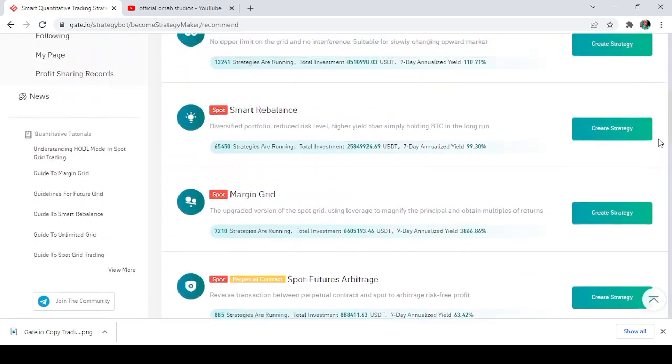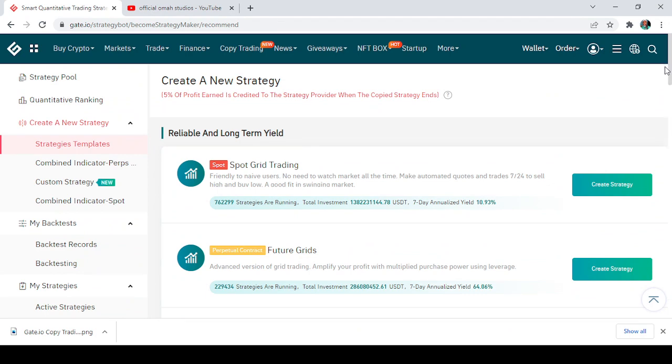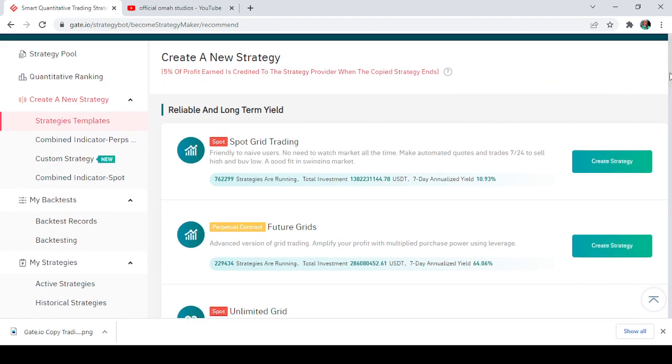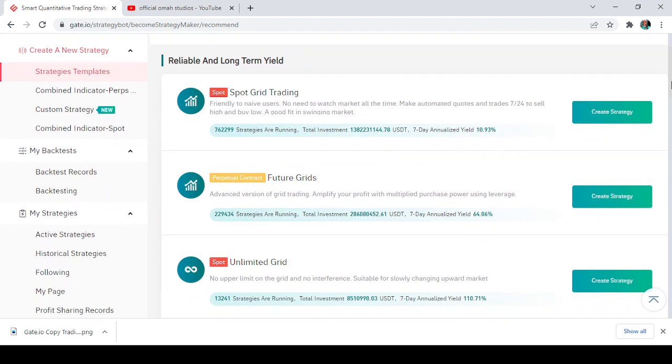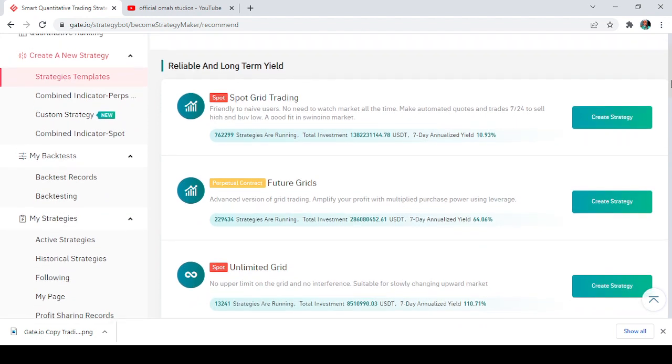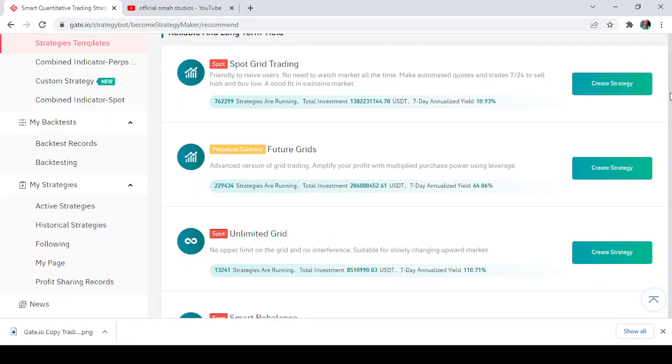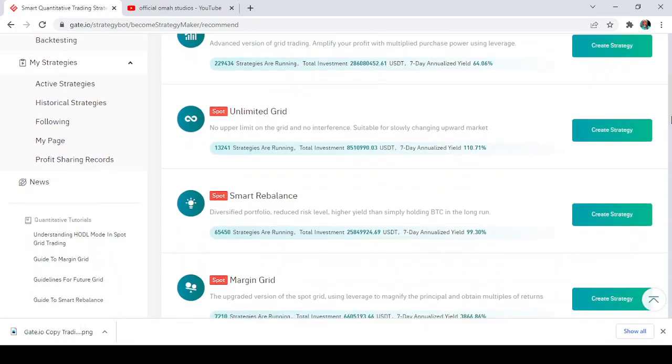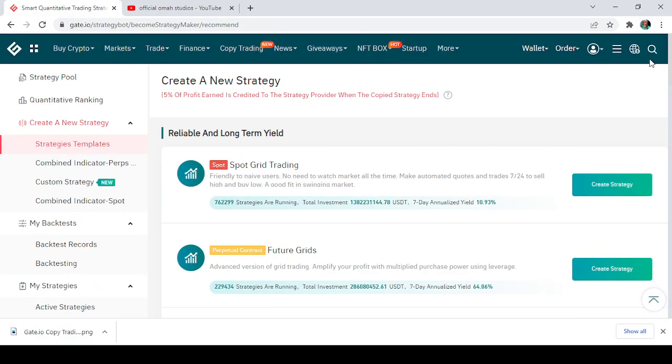Now for us to dive into this reliable and long-term yield: these are the ones that, no matter how you copy those trades, you must definitely get some yield. You must earn. So this is what reliable and long-term yield is all about. It has about 6 strategies in it, and I cannot cover them all in this one post. I think we'll get started.